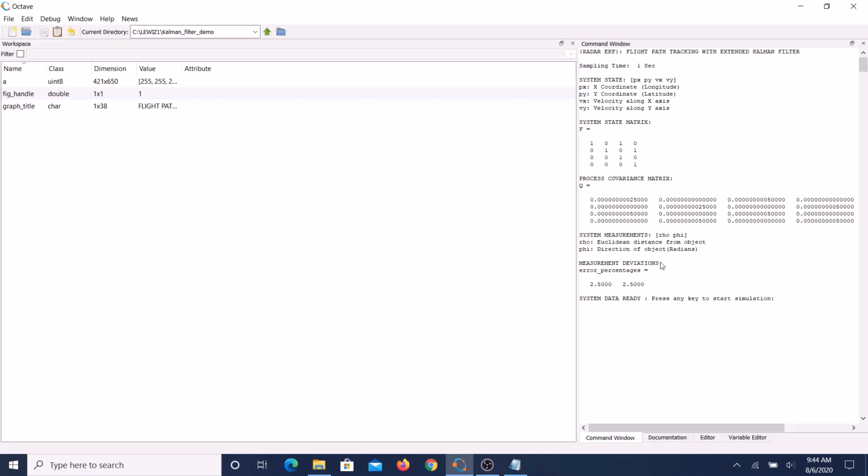However, as you can see in the system measurement section, we will be using rho and phi, which is the straight line distance of an object or flight and the direction of the object. So in this scenario, the system measurements are related to the system state with nonlinear equations, which are trigonometric equations involving sine and cosine functions. So in this case, we will need to use extended Kalman filter with modifications in equation using partial derivatives. So we will start the simulation now and see the results.